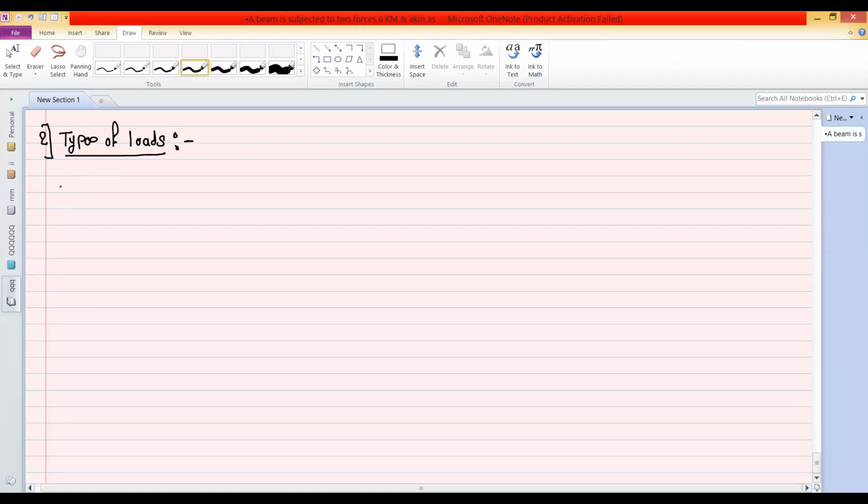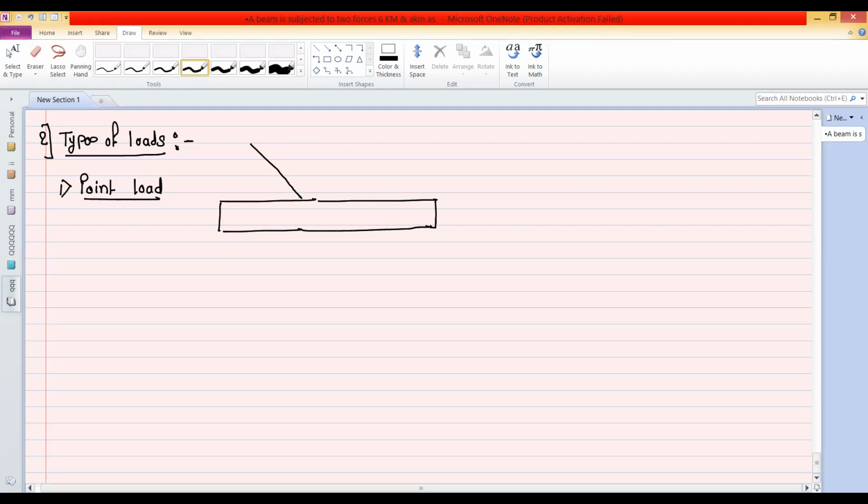So in the types of load, the first load is the point load. So point load means what? The load is concentrated only at a single point. So suppose this is one object and we are applying some force. Suppose the force value is F equal to 20 Newton and it is acting at this point A. So 20 Newton is concentrated exactly at point A.